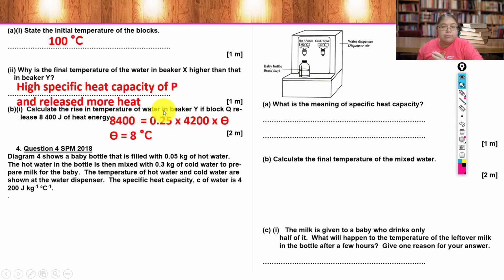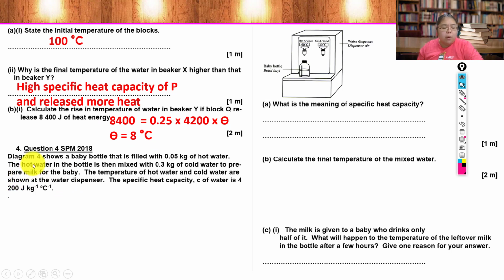8,400 equals the mass of the water, then the specific heat capacity of the water, then this one is the change, or you say the rise of the temperature, is how many. So from here I get 8 degrees Celsius. That means when block Q is put inside the water, it will increase the temperature by 8 degrees Celsius.